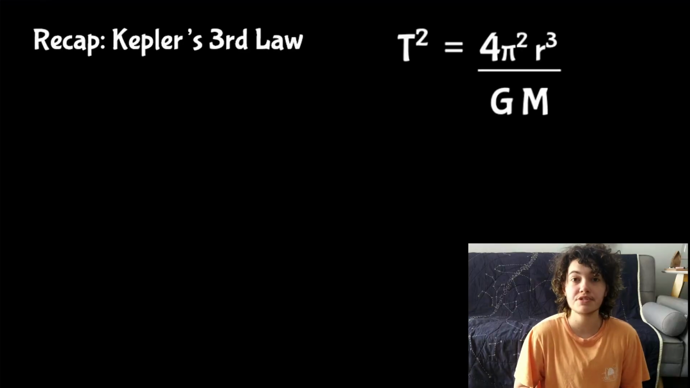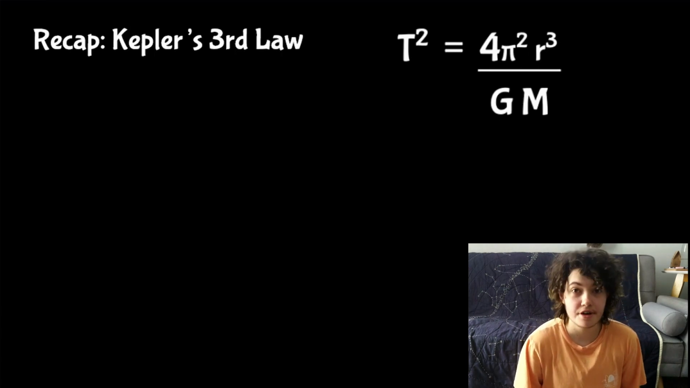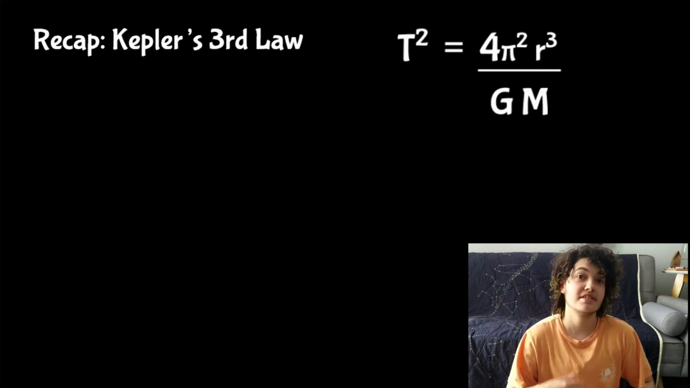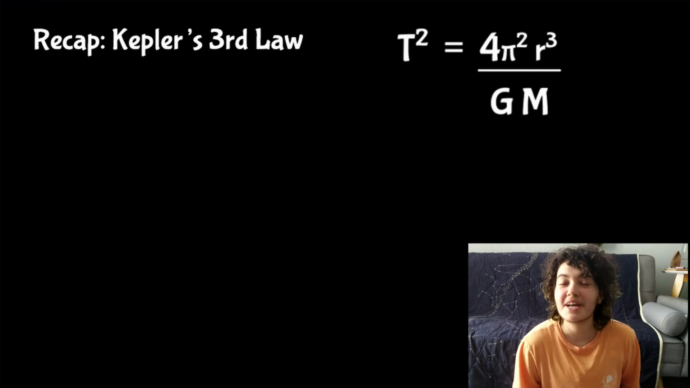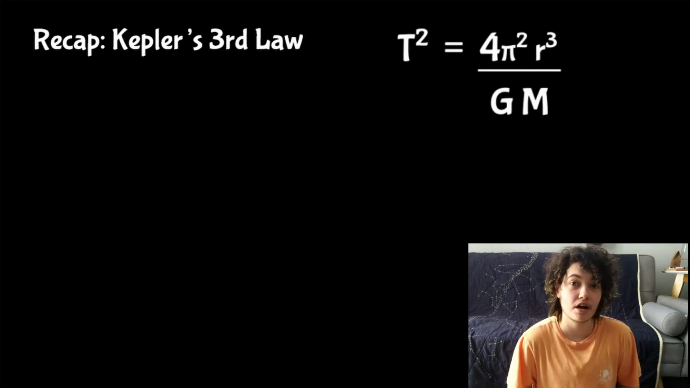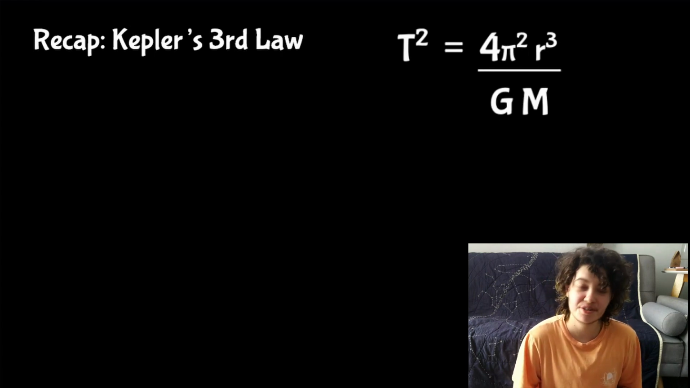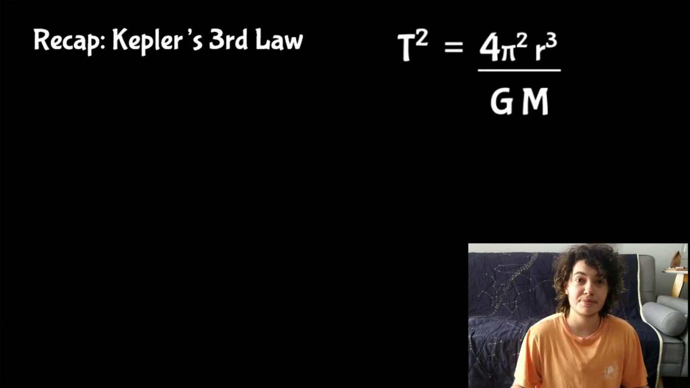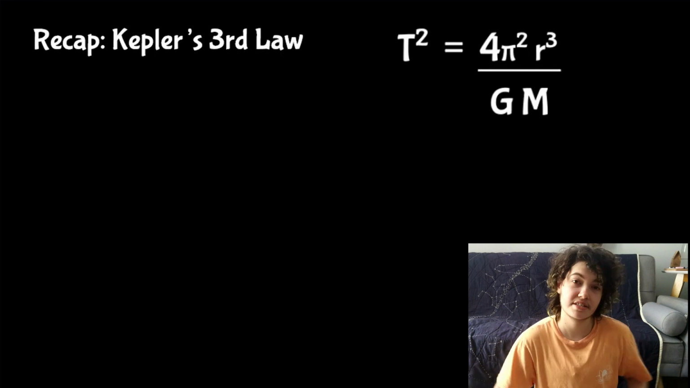Right, so let's recap on the previous video. If you haven't seen that, I highly recommend you check it out. We were talking about all of Kepler's three laws, and we're going to do a recap on the third law over here, which states that the square of the period of the orbit of a planet going around the star is proportional to the semi-major axis cubed, or the distance between the planet and the star.